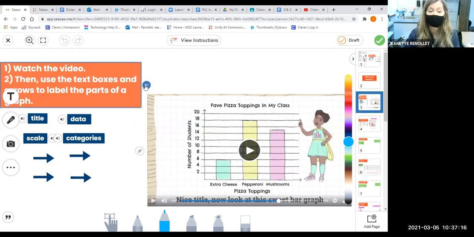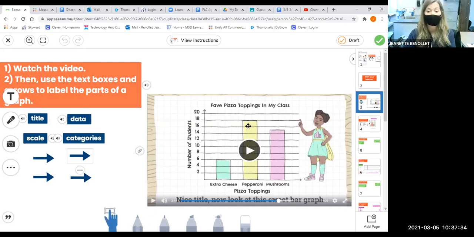And I'm going to click play on the directions to hear what we're supposed to do. Watch the video, then use the text boxes and arrows to label the parts of a graph. Okay, I'm going to push play on the video. Then we're going to label the title in this graph, the data in this graph, the scale in this graph, and the categories. As we watch this video, I want you thinking about where is the title, where is the data, where is the category, and where is the scale?